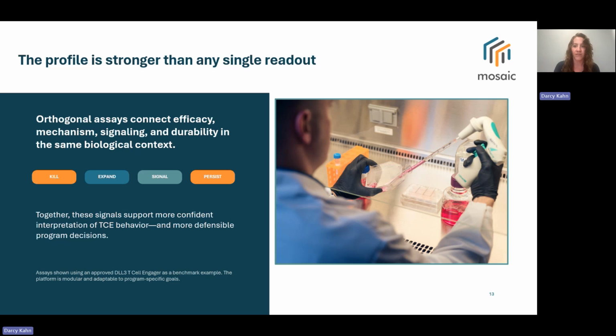So if you put all of that together, you're not just checking boxes, you're building a real integrated picture of how this molecule behaves in a physiologically relevant system. And so that's the kind of depth that really informs decision making, and it doesn't just confirm engagement.